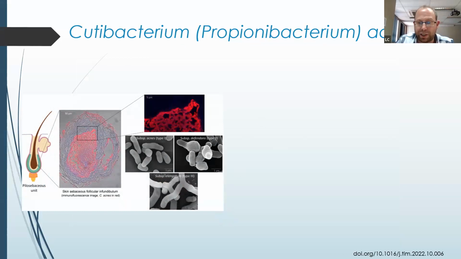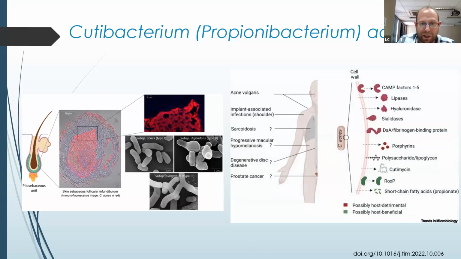Its pathogenicity is essentially related to either inoculation into a sterile site or specific localized imbalances of the varying subspecies of Cutibacterium that exist as commensals. And again, some of the associations, certainly acne vulgaris is well associated with this disease. Implant-associated infections or prosthetic joint infections, most commonly the shoulder because of the proximity to sebaceous gland secreting skin and the hair follicles that are likely to harbor this organism. And then there are putative associations with sarcoidosis, degenerative disc disease, and potentially even prostate cancer, although these are more associations or correlation than the disease truly causing it.